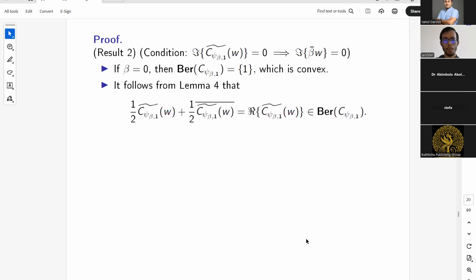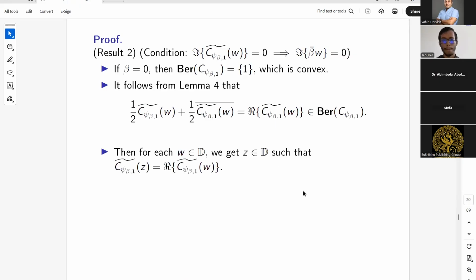Now we prove the converse. Since the Berezin range is closed under complex conjugation and it is convex, we get that the real part of the Berezin transform at the point W belongs to the Berezin range of the composition operator. And then from the definition of the Berezin range, we get there exists a Z belonging to D which satisfies this relation.